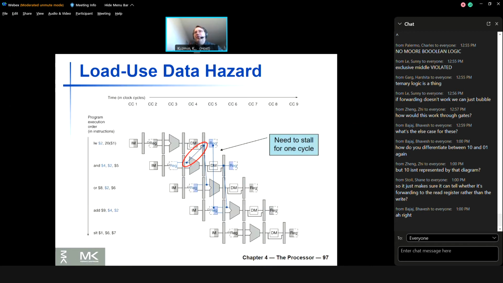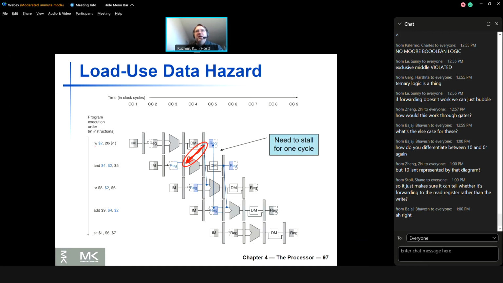All right, so what happens to the load-use data hazard? We talked about it before. We need to stall for 1 cycle. There's no way around it because we have this relationship here, and it goes backwards in time. The problem is that forwarding cannot help us eliminate all the stalls. Why? It should make sense.